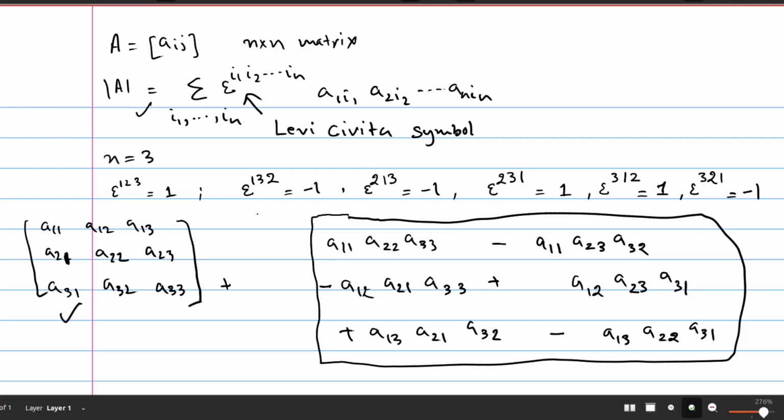Here we have considered only two examples, a 2 by 2 matrix and a 3 by 3 matrix, but this is a general formula. This formula holds for any matrix of order n by n.